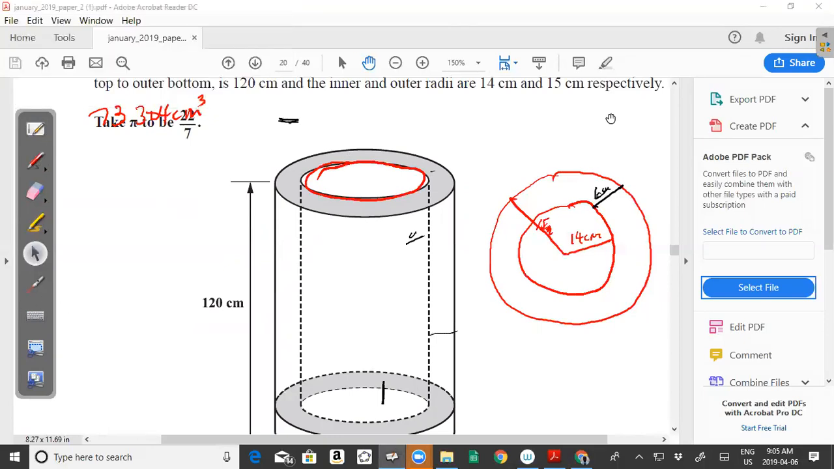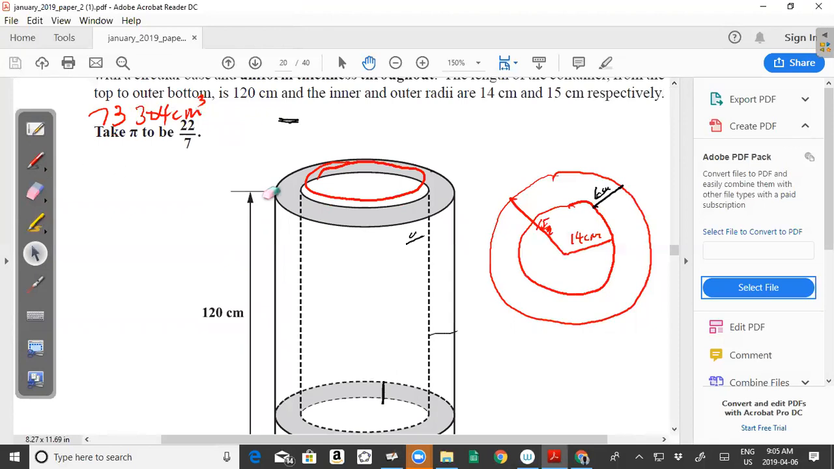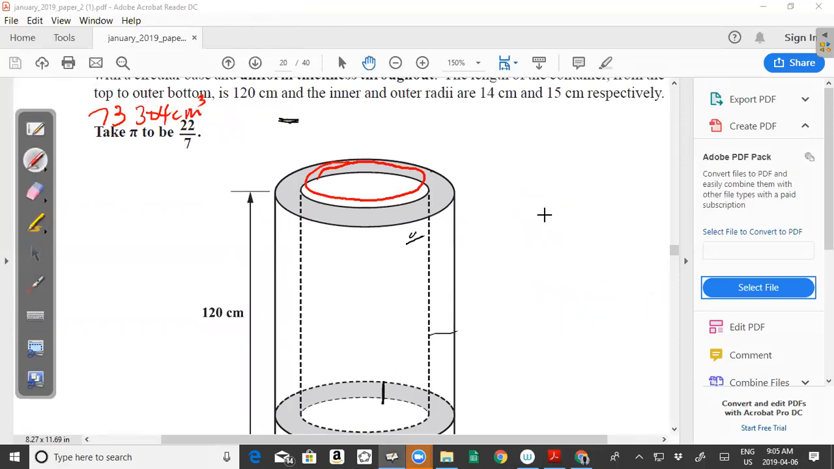And of course, the formula for the volume of a cylinder: the volume of a cylinder is equal to pi r squared. The pi r squared represents the area of the circle, because it's a circular cross section, multiplied by the height. And that's the volume for any cylinder. And we want to show that this volume here is actually equal to 73,304 centimeter cube. So using pi to be 22 over 7, and the radius, as I said before, this volume refers to the internal volume. So we're going to use the internal radius, which was 14 centimeter.